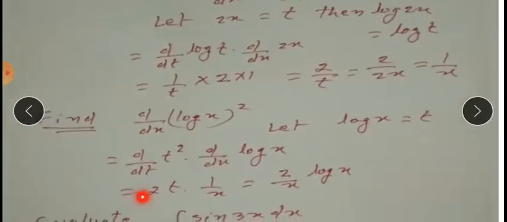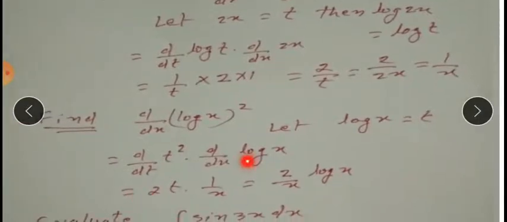And once again, see, find d/dx of (log x) whole square. Let log x is equal to t. Now we can write this function as d/dt of t square into d/dx of t. T means what? Log x. d/dt of t square is 2t and d/dx of log x is 1 upon x. Substituting the value, this is 2 log x upon x.